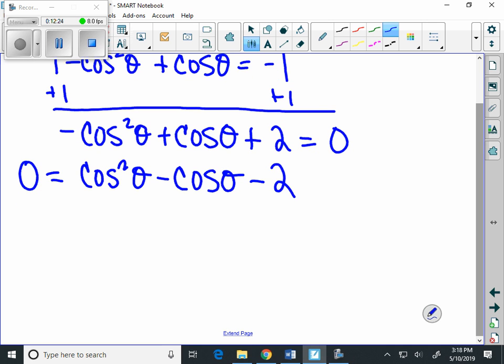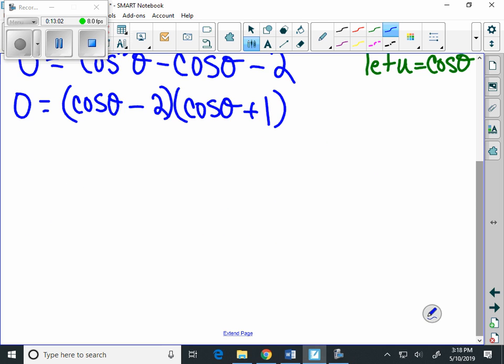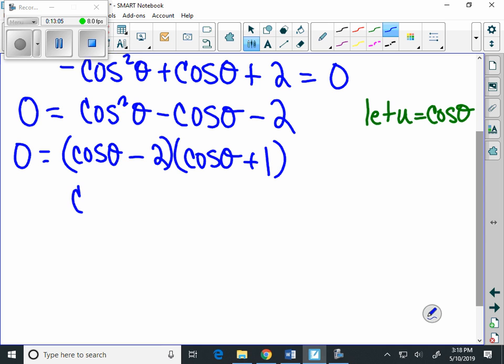And now we're going to factor. And it depends on your teacher, but your teacher might have used let u equals cosine of theta when you factor. But ultimately what happens when we do factor in this particular problem is we end up with a cosine theta and a cosine theta, and then a 2 and a 1, and it's going to be minus 2 and plus 1. So we factored, and now we need to take each factor and set that equal to 0. So cosine of theta minus 2 equals 0. And cosine of theta plus 1 equals 0.